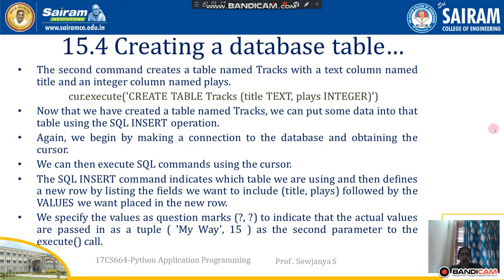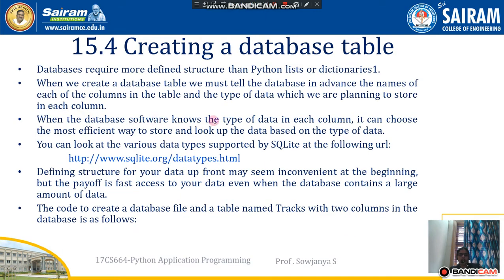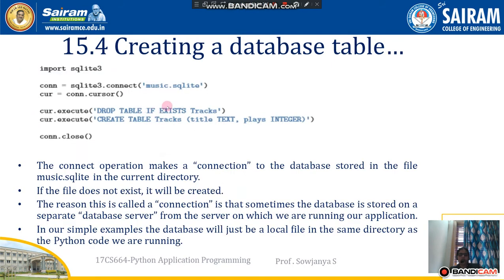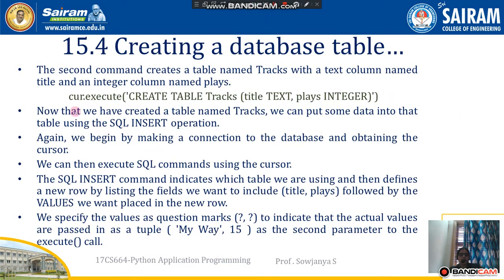Now the second command shows how you can create the table. It will delete the old table and then create the new table. The second command creates a table named tracks with a text column named title and an integer column named plays. This is how you use CREATE for creating the table tracks with title and plays. Now we have created a table named tracks.